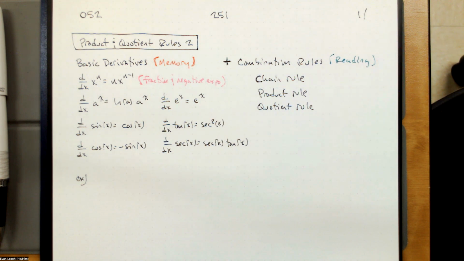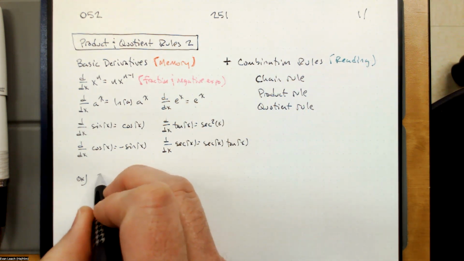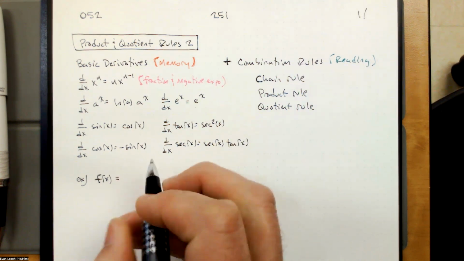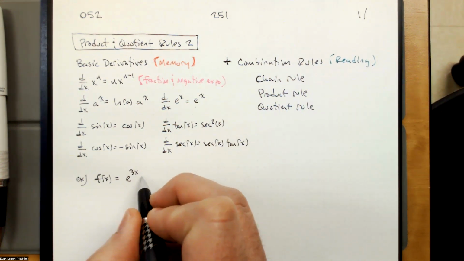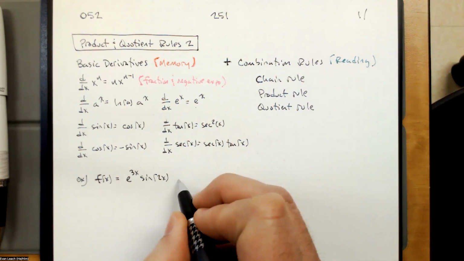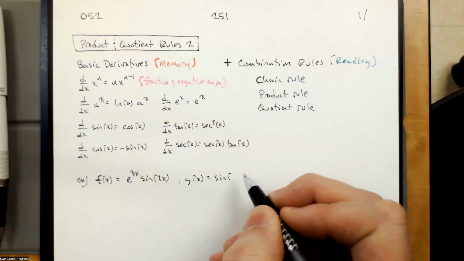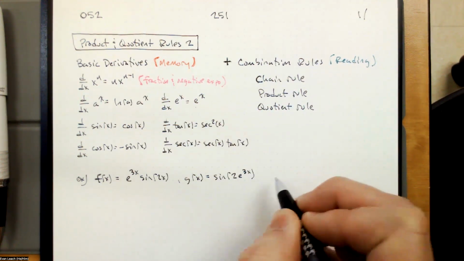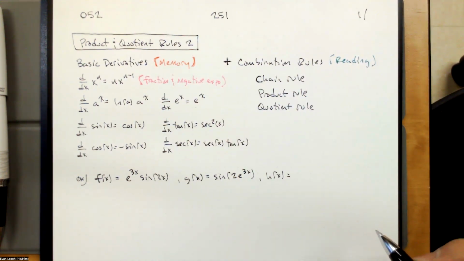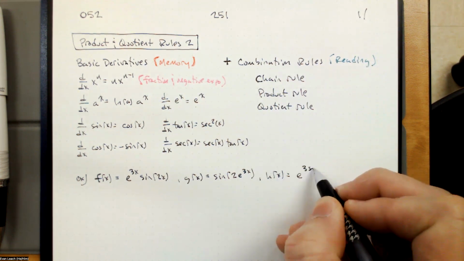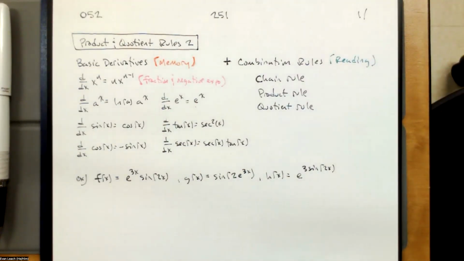I'm going to start with, I'm not going to pull all three of them down. We're going to do them in turn, but I'm going to write all three of these down. So let's say f of x is going to be e to the 3x times sine of 2x. See, I just gave it away. g of x is going to be sine of 2e to the 3x. And h of x is e to the 3 sine of 2x. Pause for copying.